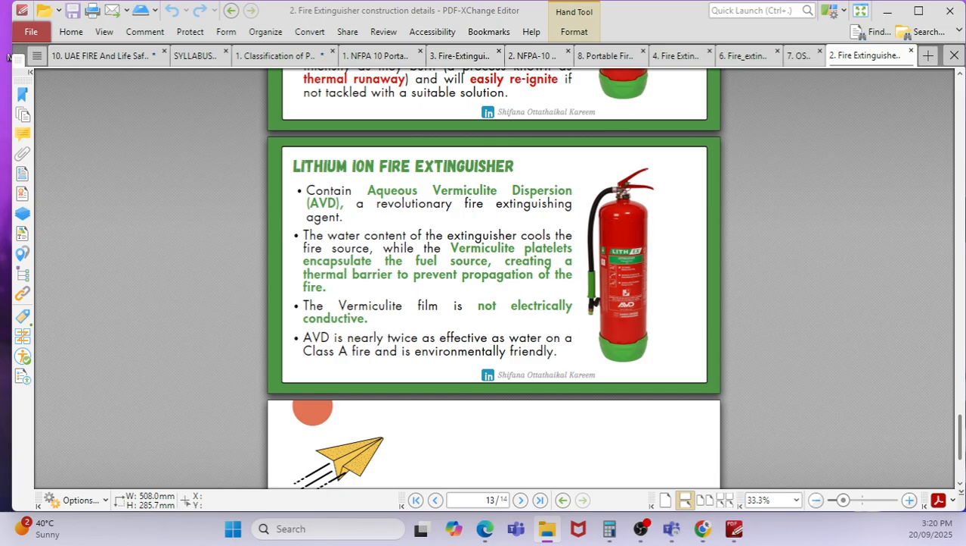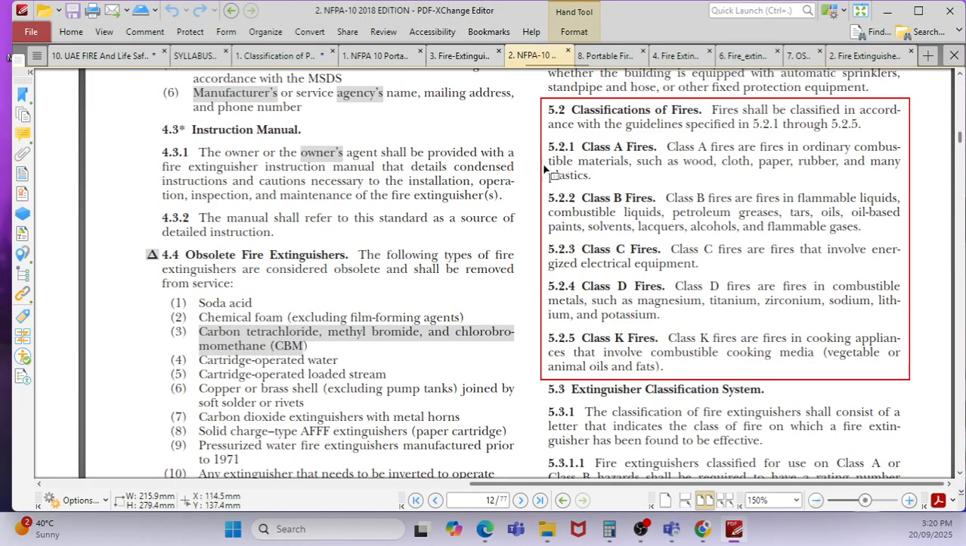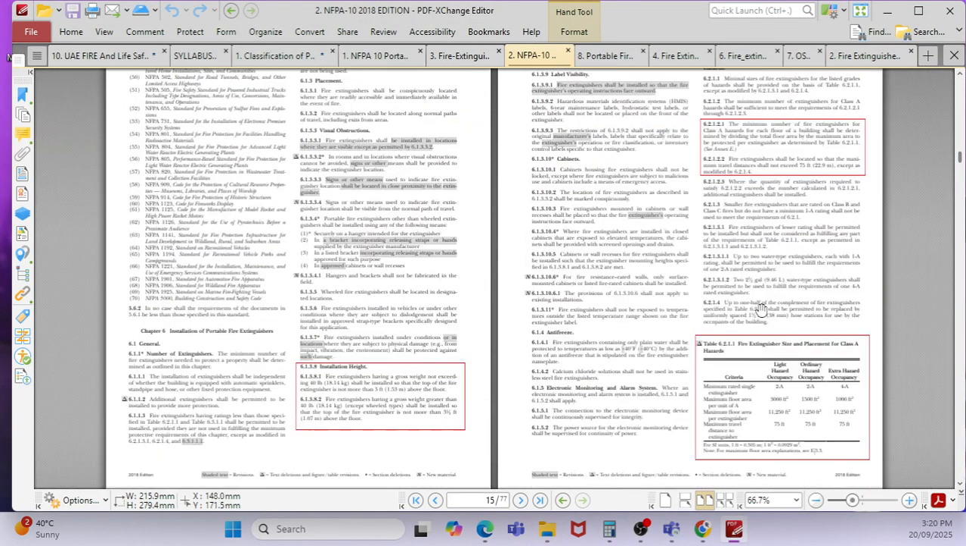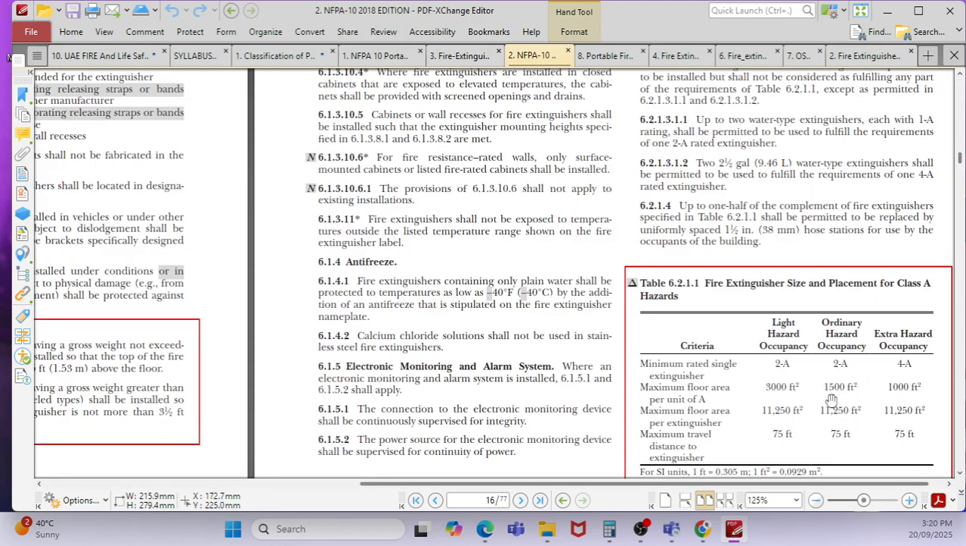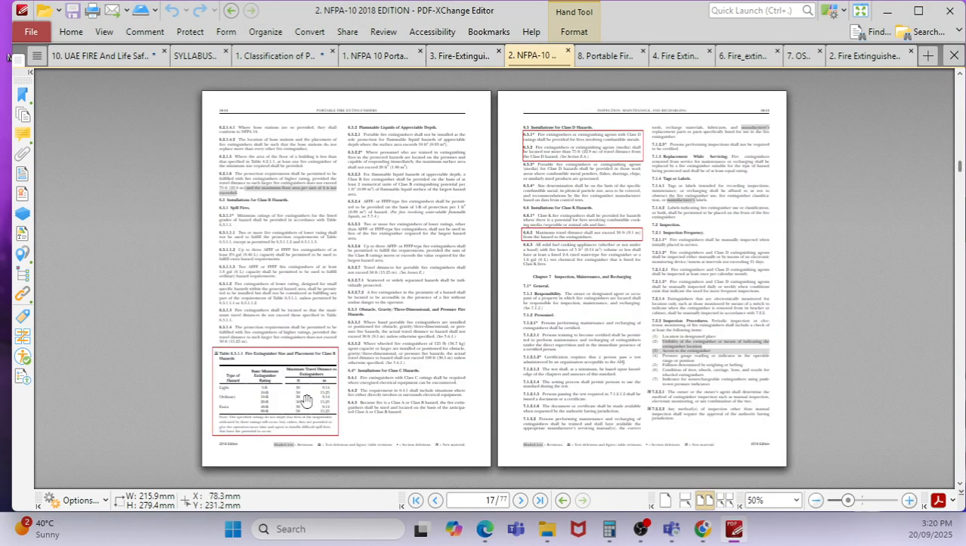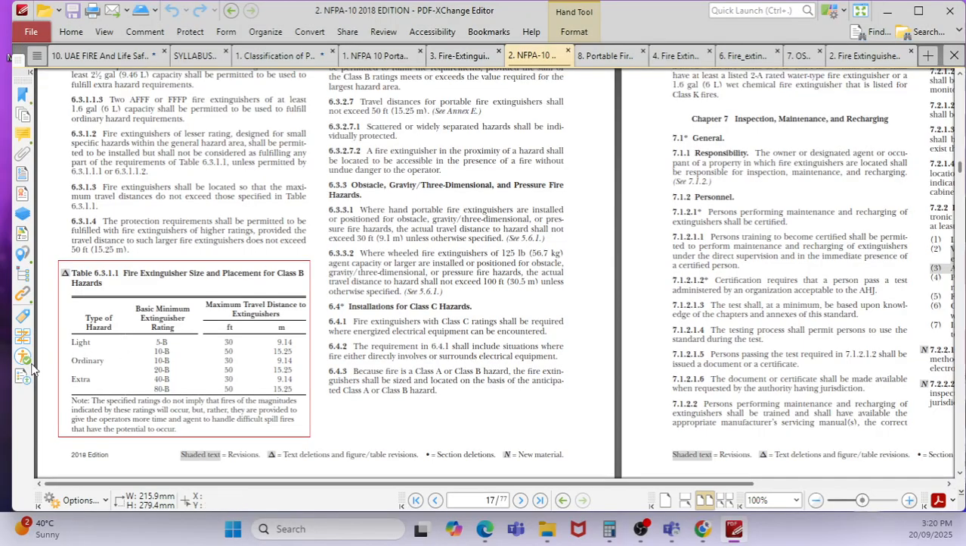Okay, if you go to NFPA 10, you will find each and every item. Like if you go inside, this is fire extinguisher size and placement for class A hazard. So what is the distance? Okay, it is clearly given here also.